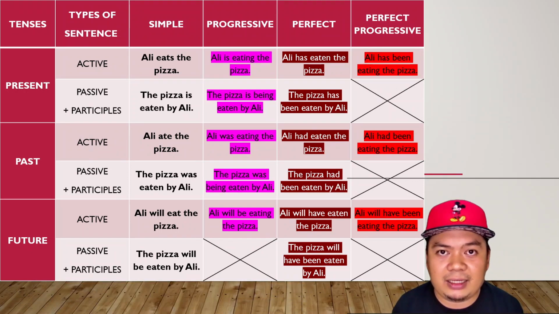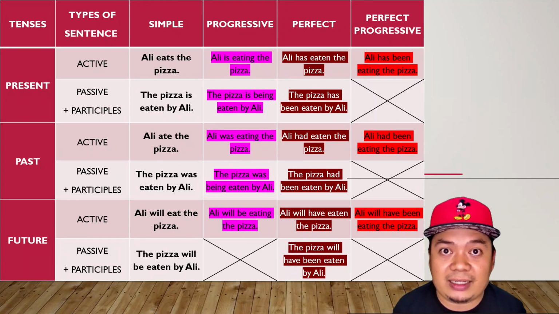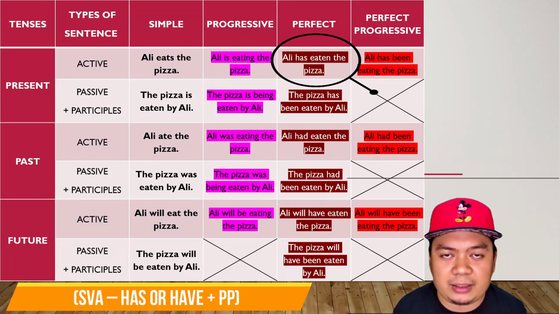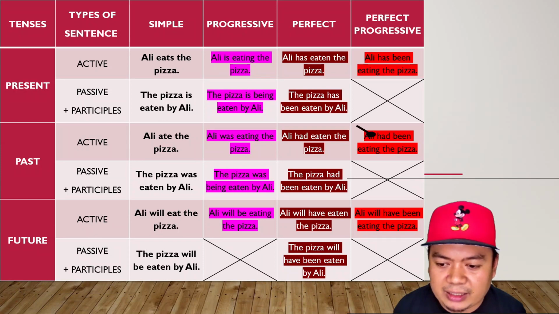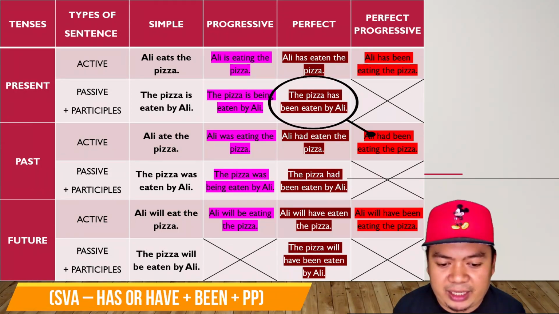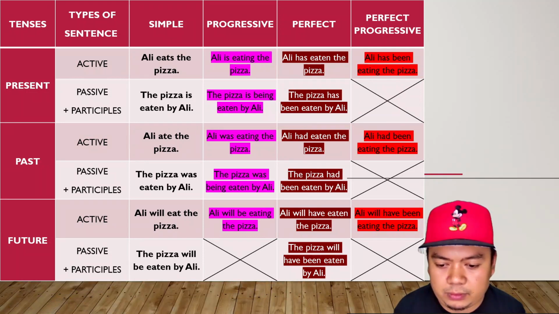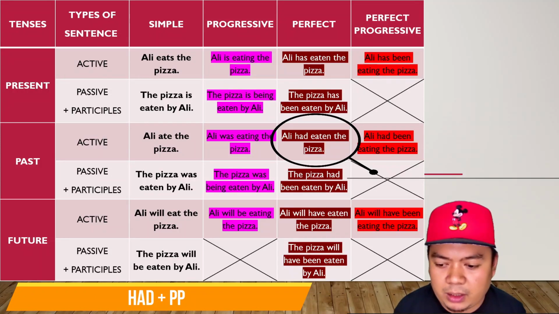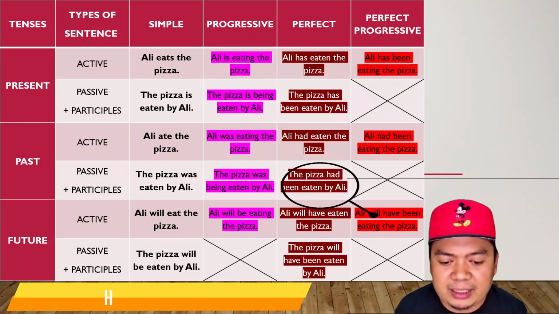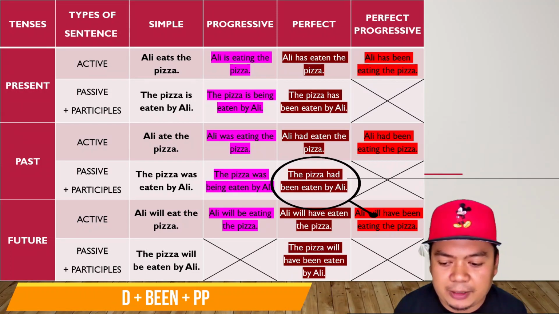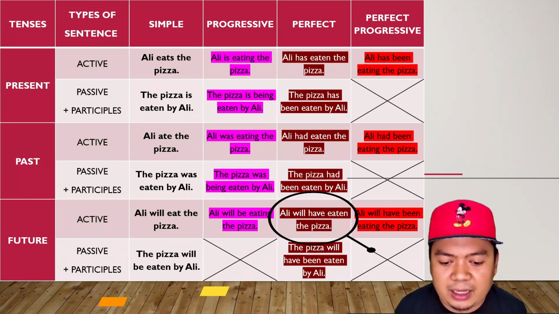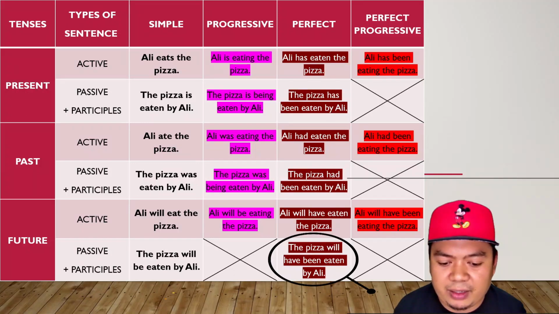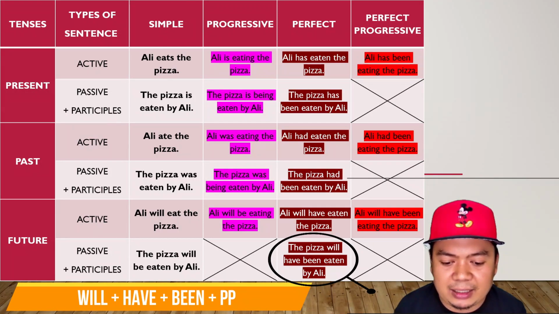Now let's go to the next aspect of the tenses, which is the perfect tenses. For present perfect active, Ali has eaten the pizza. Present perfect passive, the pizza has been eaten by Ali. For past perfect active, Ali had eaten the pizza. For past perfect passive, the pizza had been eaten by Ali. For future perfect active, Ali will have eaten the pizza. For future perfect passive, the pizza will have been eaten by Ali.